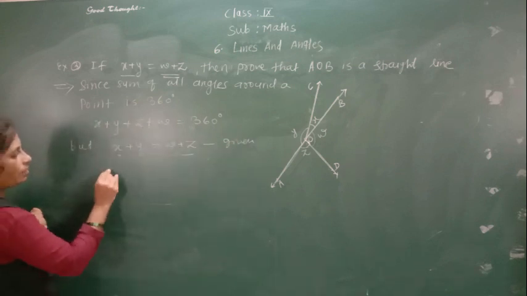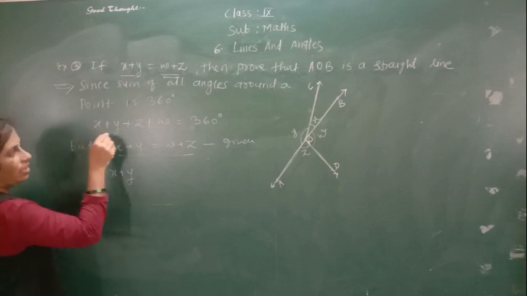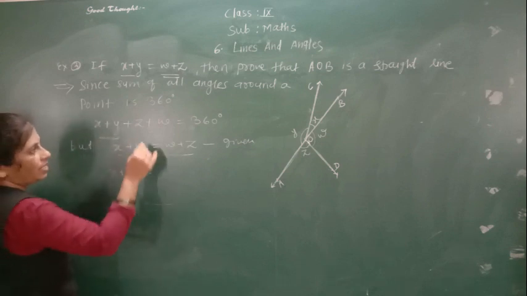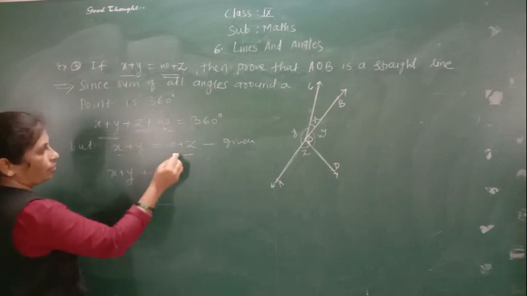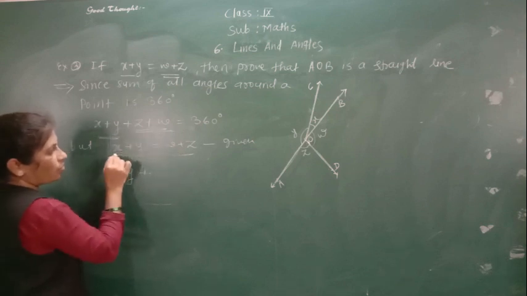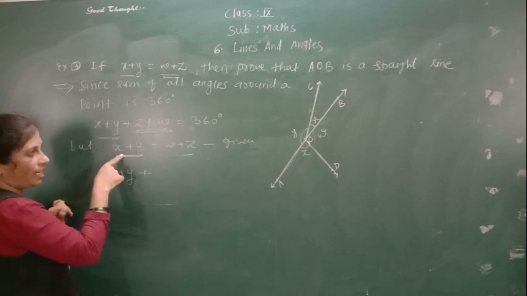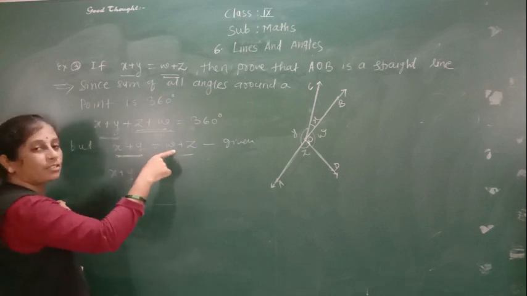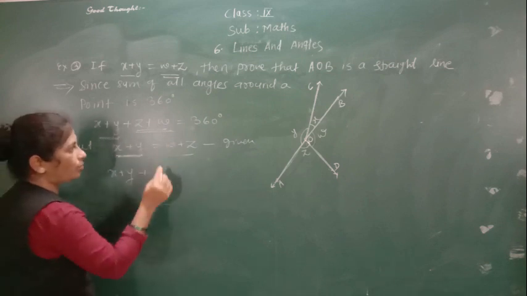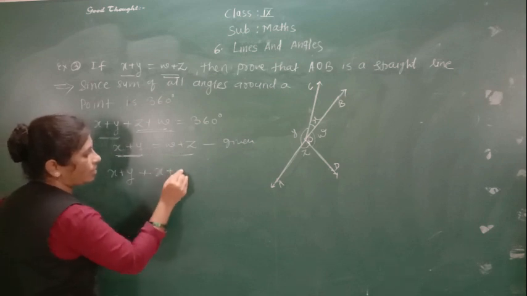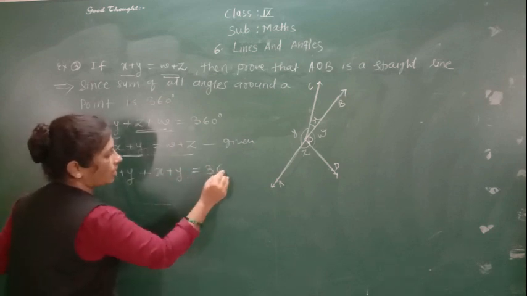Okay, so x plus y is already here, plus instead of z plus w. So z plus w means what? X plus y. Okay, so instead of z plus w, I will write x plus y, because x plus y means what? Z plus w or w plus z. So x plus y equals 360 degrees.